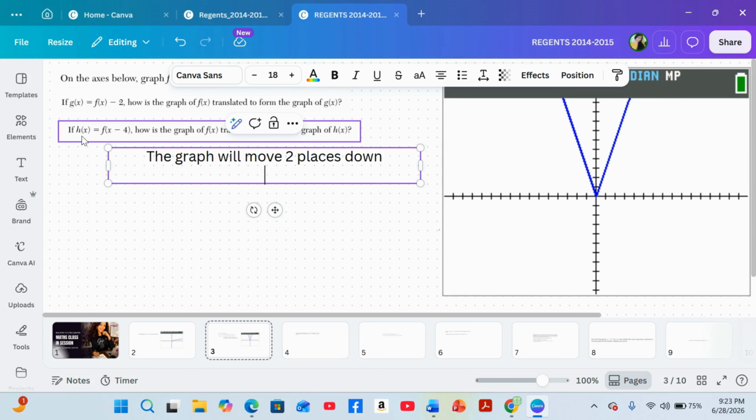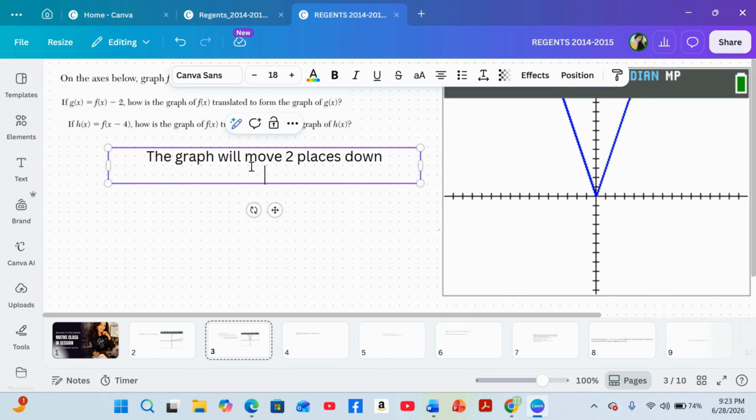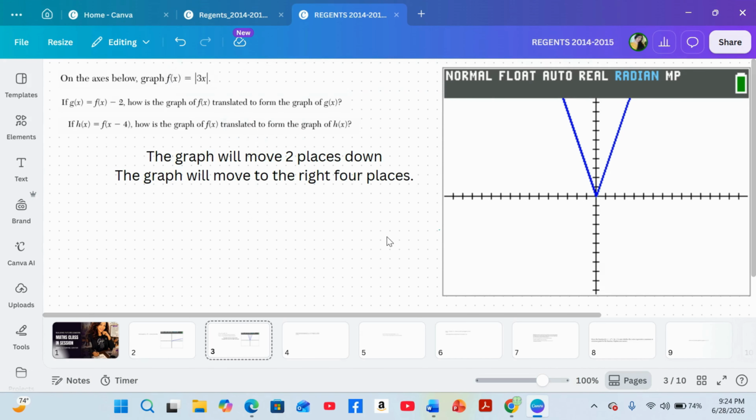And then if h of x is equal to f of x minus 4, how is the graph of f of x translated to form the graph of h of x? So this is minus 4, so the graph will move to the right 4 places. So that's your answer for this question.